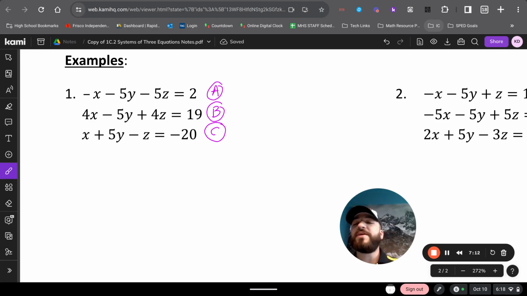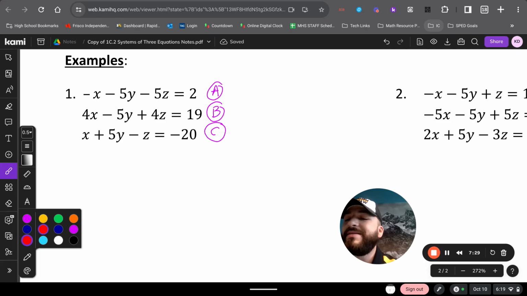So we want to look for something that's going to cancel out. x and negative x could cancel out. 5y and negative 5y could cancel out. The z's aren't going to really help us, but definitely those x's or those y's. Let's do the y's, because I have that negative 5y and positive 5y right there next to each other. Keep it nice and simple.